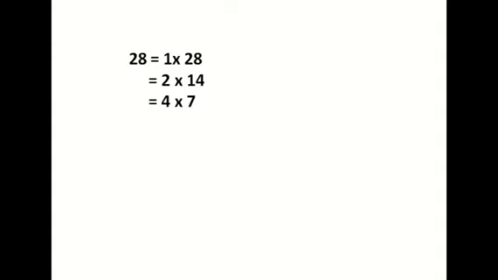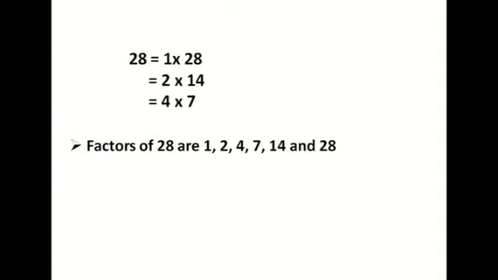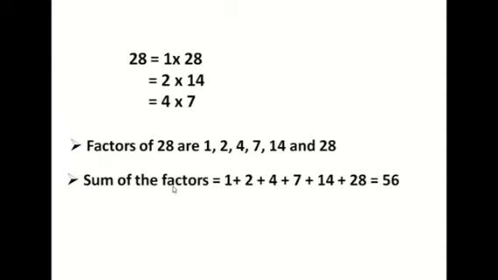So the factors of 28, what are those? 1, 2, 4, 7, 14 and 28. So what you have to do is find the sum of the factors. So here you can see the sum of the factors is 1 plus 2 plus 4 plus 7 plus 14 plus 28. And the sum is 56.